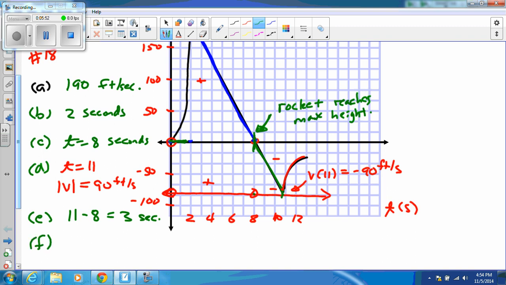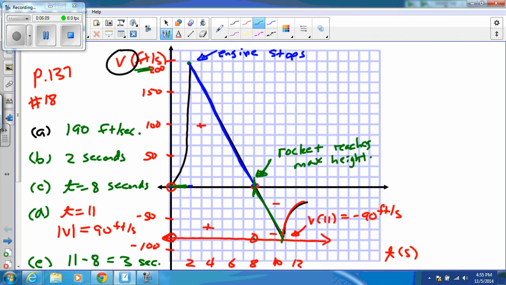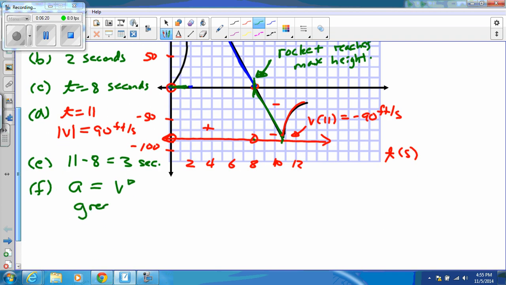And then finally, when was the rocket's acceleration the greatest? When was the acceleration constant? Our reasoning is that acceleration is the derivative of the velocity. I'm going to be looking for when the derivative, or the slope, is the greatest. I notice that the curve appears to be the steepest, the slopiest, right up here near t equals 2. And so we're going to say that the greatest acceleration is going to be at t equals 2.